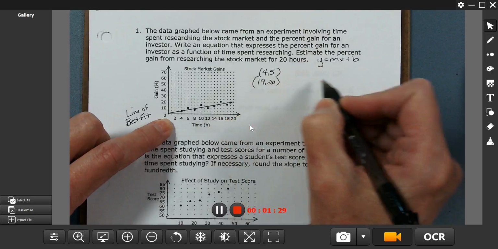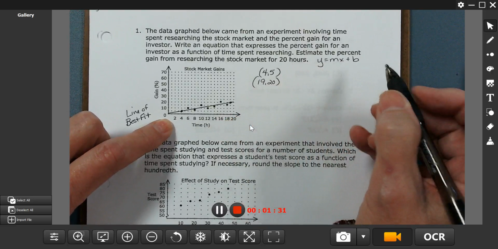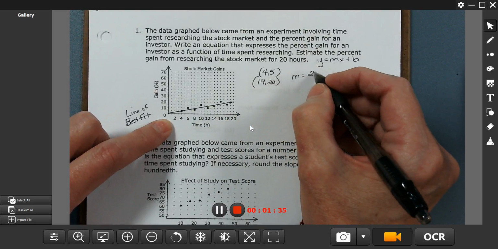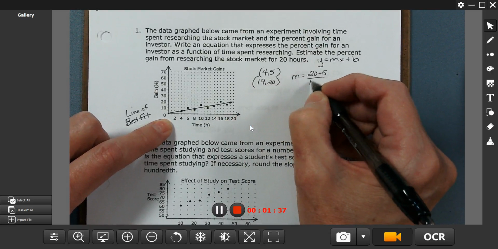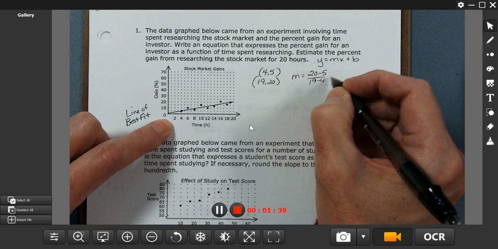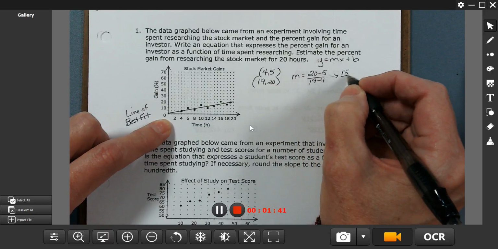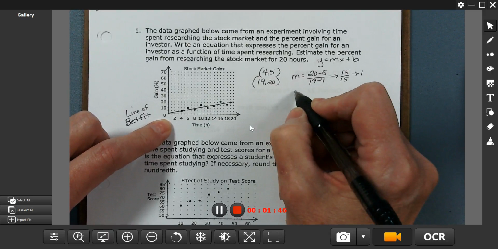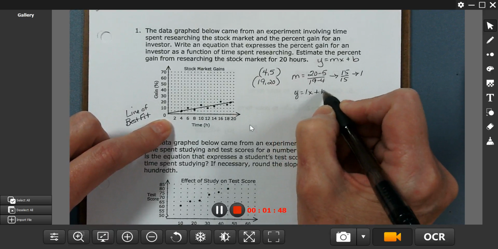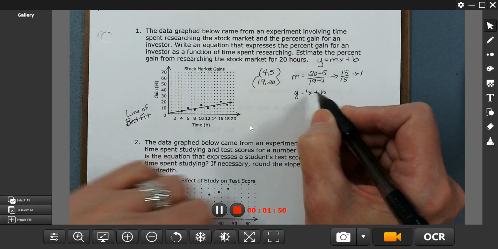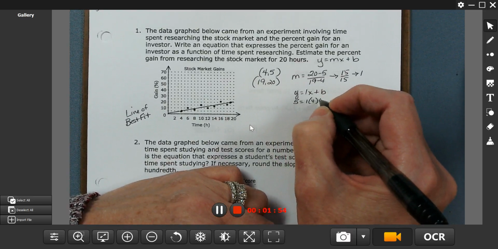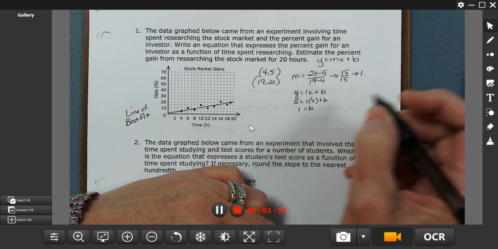And of course, we need to get the slope, and we need to get b. So to find slope, I just do the slope formula. So you do 20 minus 5 over 19 minus 4, 15 over 15, which is 1. So I know that y equals 1x plus b. I'm going to get b by plugging one of my points in, just like always. So b is going to be 1.